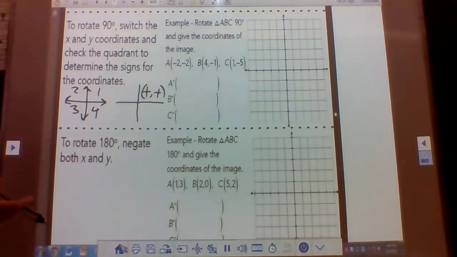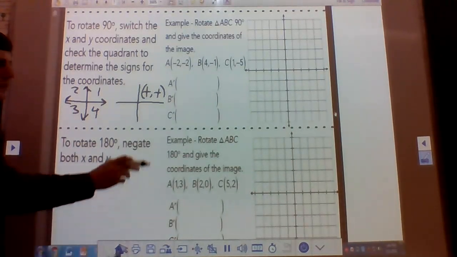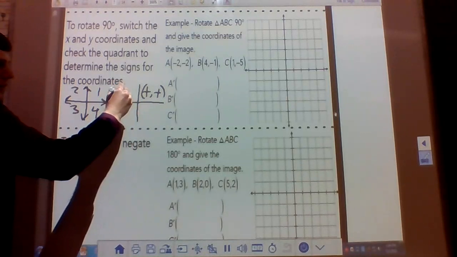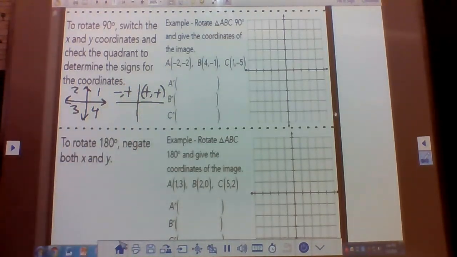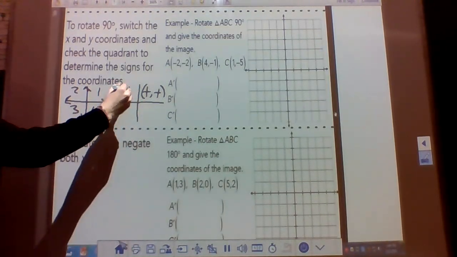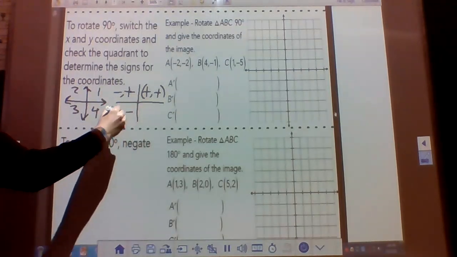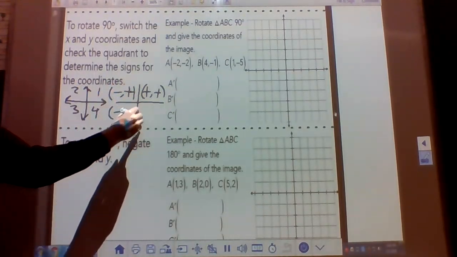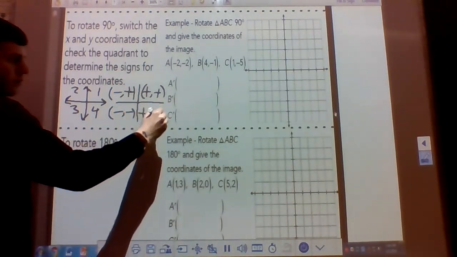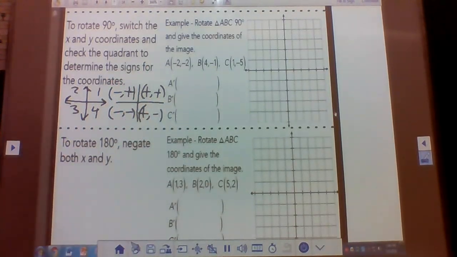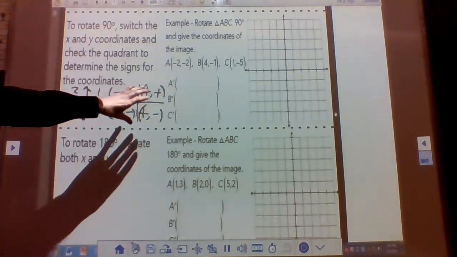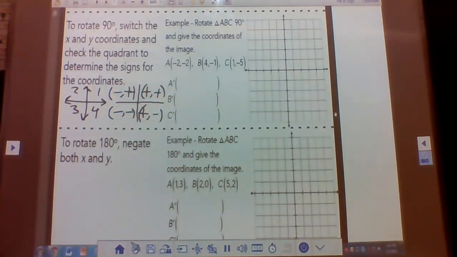They're above 0. The second quadrant has negative x values and positive y values. Quadrant 3 has negative x values and negative y values. And quadrant 4 has positive x values, negative y values. We're going to need to know that in order to do our 90-degree rotations.